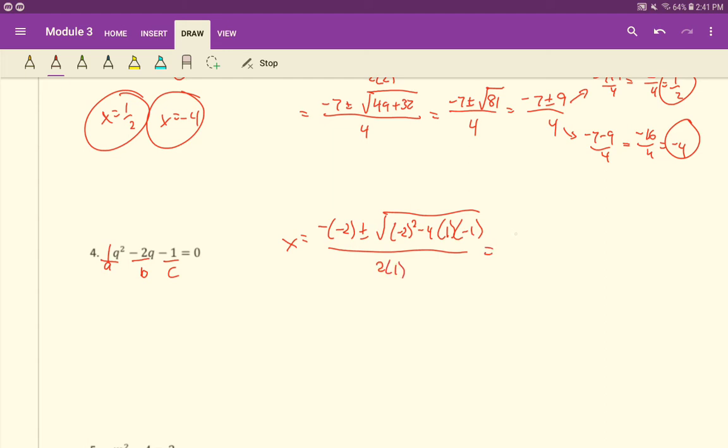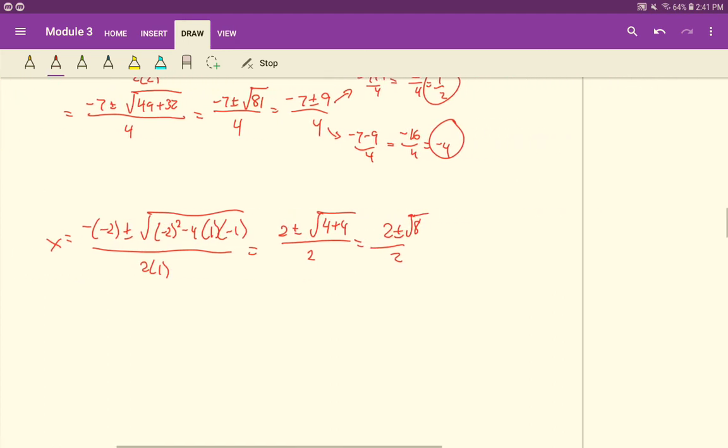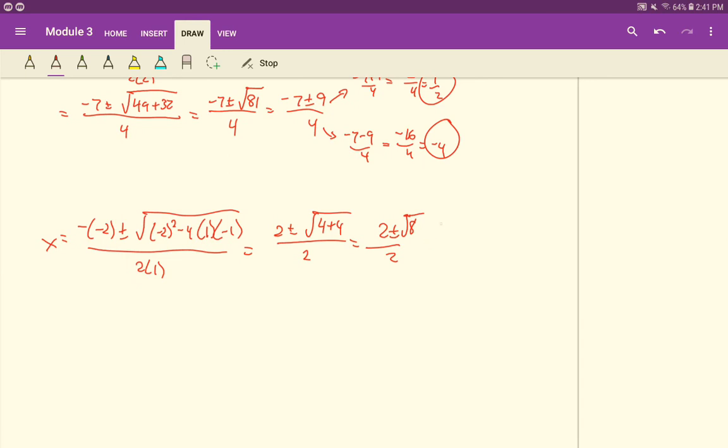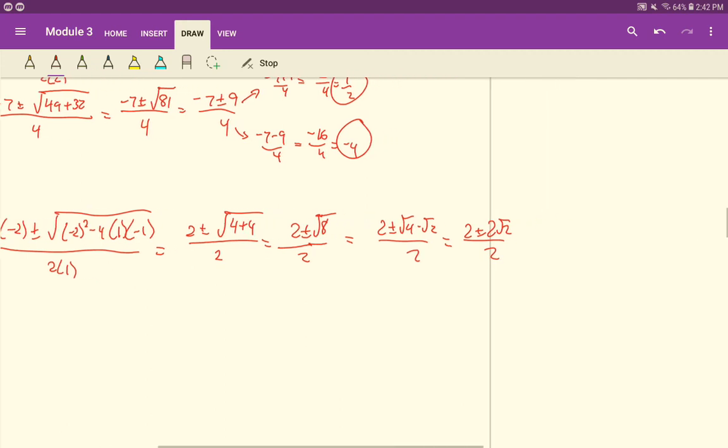And so we'll simplify. Negative negative 2 is 2. Negative 2 squared is 4. Negative 4 times 1 times negative 1 is positive 4. And so we get 2 plus or minus the square root of 8 over 2. Okay. Root 8 is not a perfect square, but it can simplify. What perfect square can we divide out of 8? The answer is 4. So we get 2 plus or minus 2 root 2 all over 2.